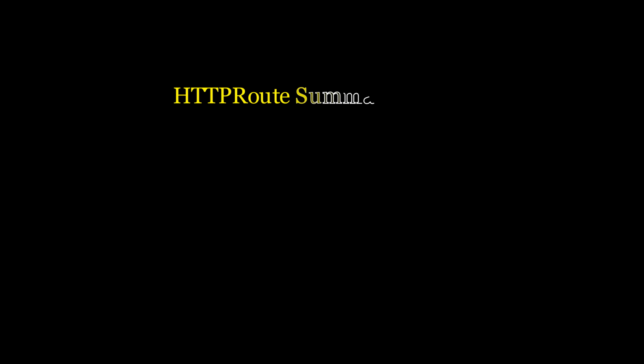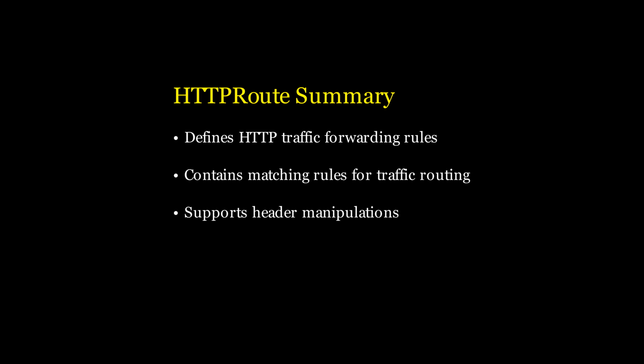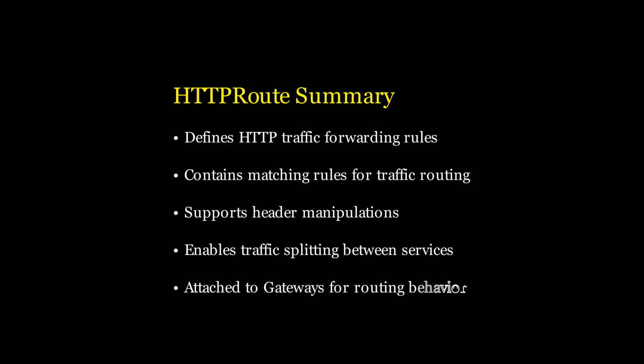In summary, HTTP route specifies how HTTP traffic should be forwarded from a gateway to Kubernetes services. It contains matching rules for traffic routing, header manipulations, and traffic splitting capabilities. HTTP routes can be attached to gateways to define specific routing behavior for HTTP traffic.